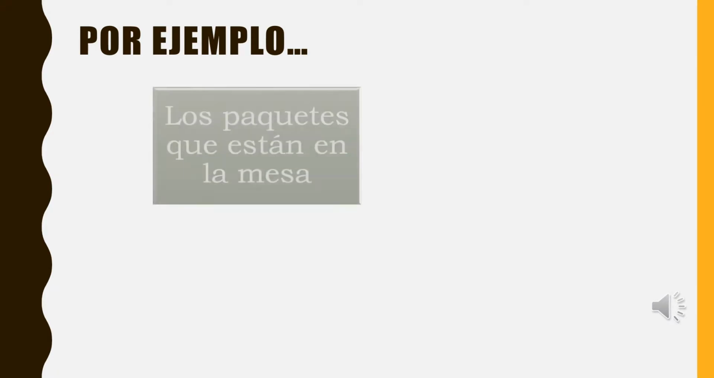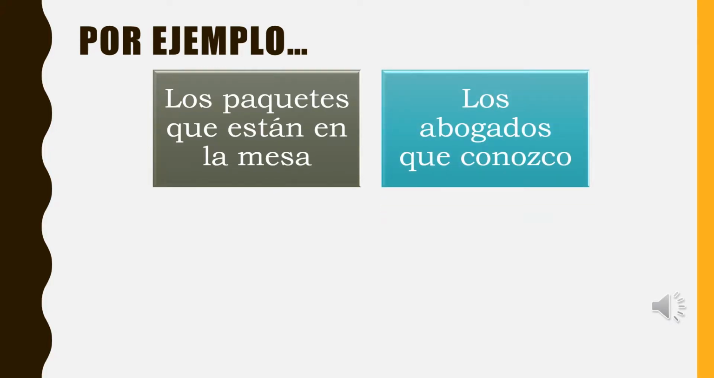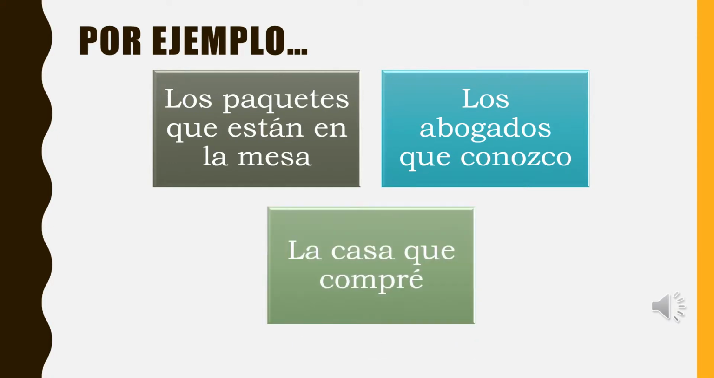Let's take a look at some examples. Los paquetes que están en la mesa. Que comes immediately after your antecedent, los paquetes, and there's no separation. Los abogados que conozco. Que comes immediately after the antecedent, los abogados, with no separation. And finally, la casa que compré. Que comes immediately after, without separation. In these examples, que refers to both people and objects.